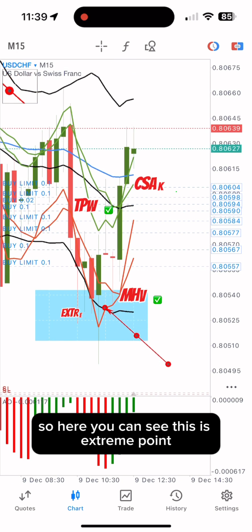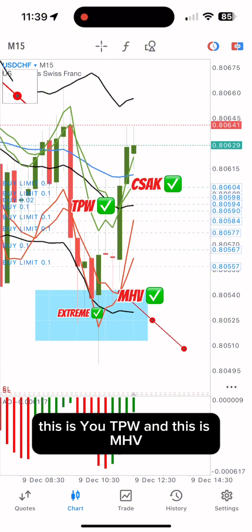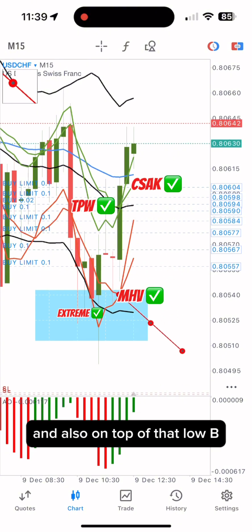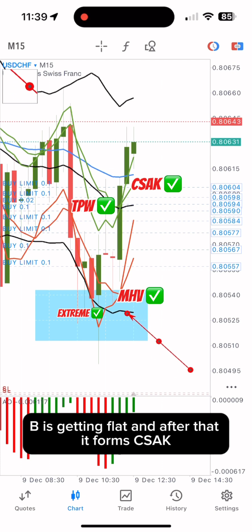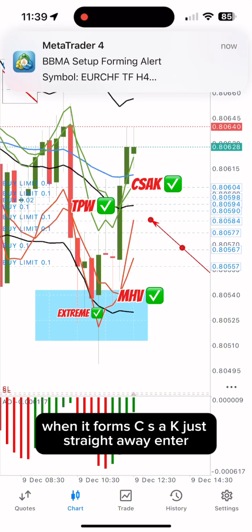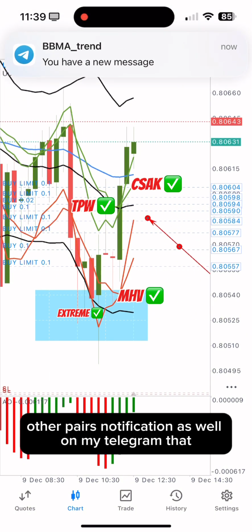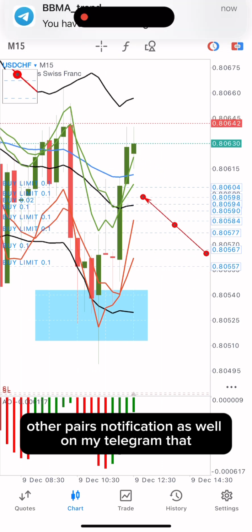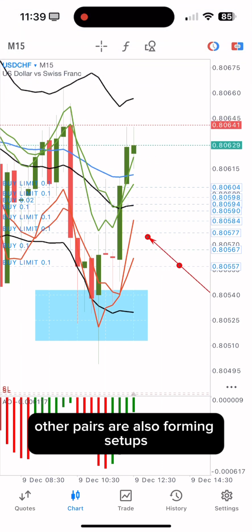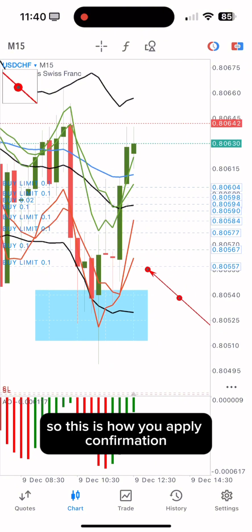So here you can see this is the extreme point, this is TPY jib, and this is MHV, and also on top of that the low BB is getting flat, and after that it forms CSAK. When it forms CSAK, just straight away enter, and you can see I'm getting other pairs' notifications as well on my Telegram that other pairs are also forming setups. So this is how you apply confirmation.